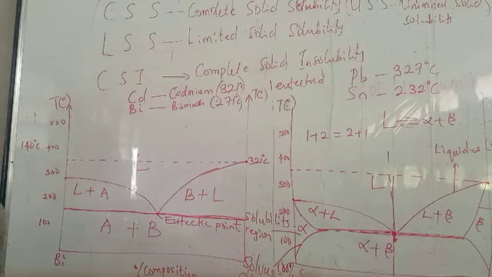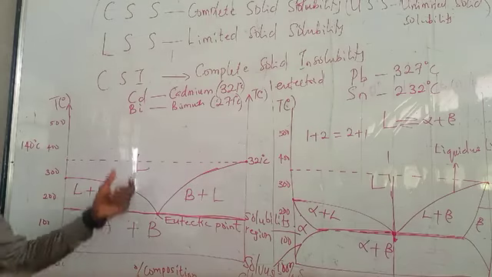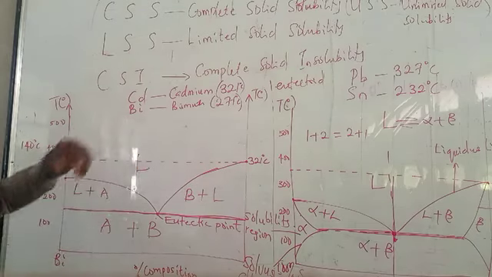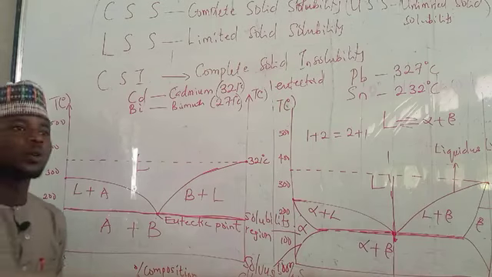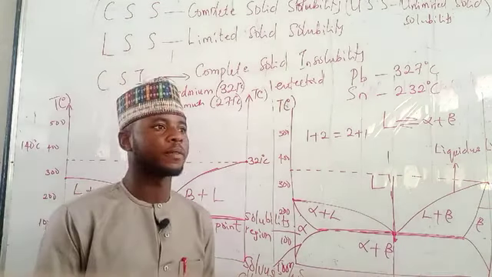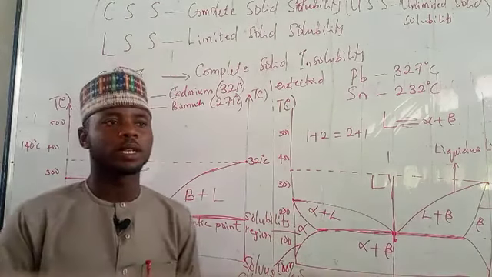This is all we need to know in this type of phase diagram: the complete solid solubility curve, the limited solid solubility curve, and the complete solid insolubility curve, which are all obtained from cooling curves. In our next presentation, we will see how to determine phase fraction using the lever rule.